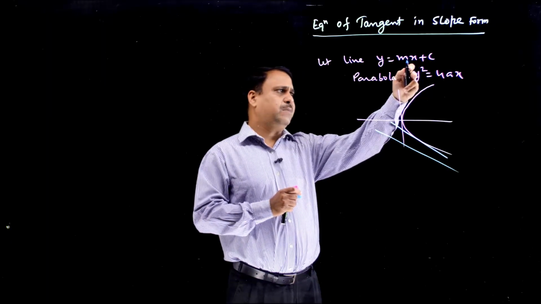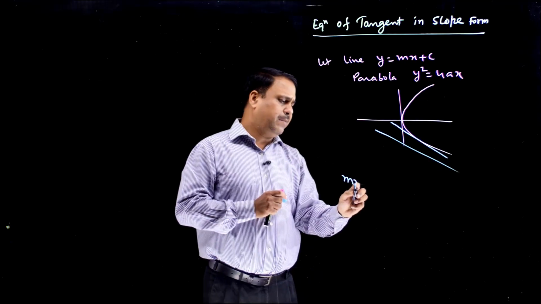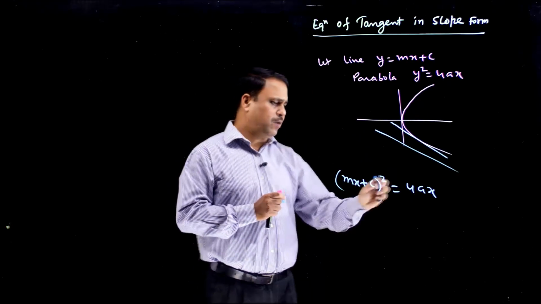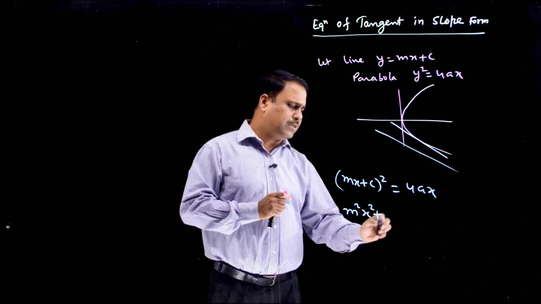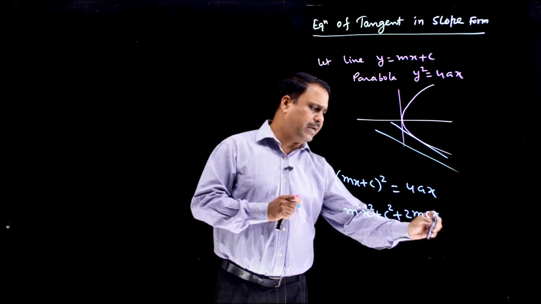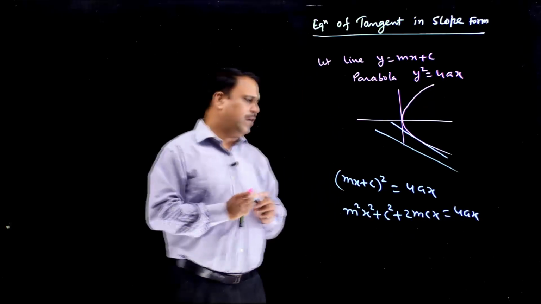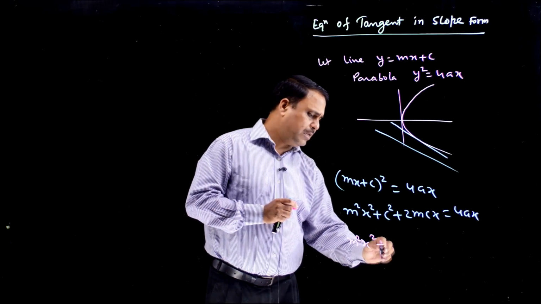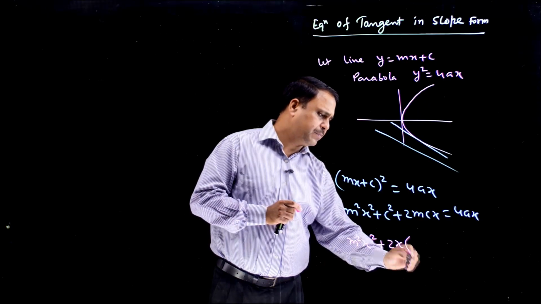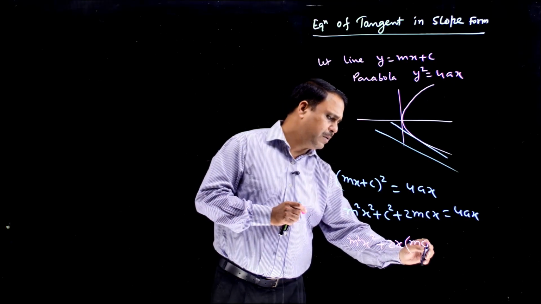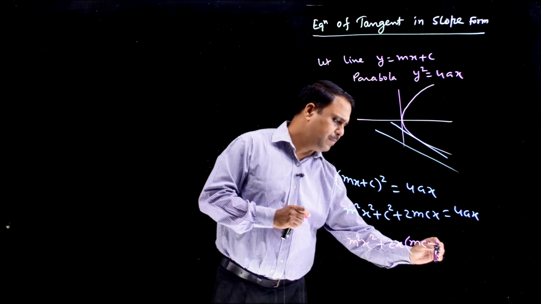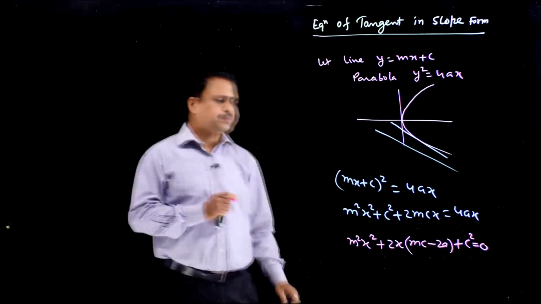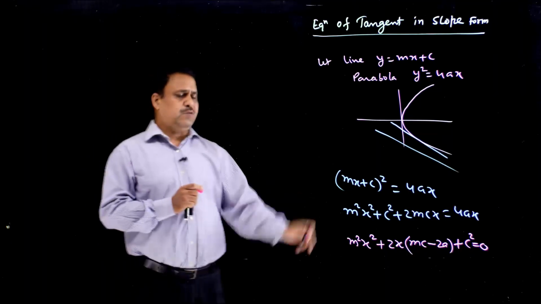If I put y is equal to mx plus c in this equation, I will get (mx plus c) whole square is equal to 4ax, since y square is equal to 4ax. So m square x square plus c square plus 2mcx is equal to 4ax. From here I will get m square x square plus 2x(mc minus 2a) plus c square is equal to 0.